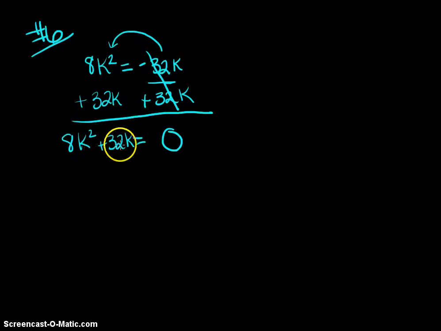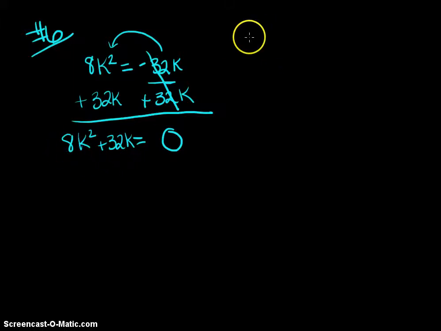Now you ask yourself, do I have any common factors? You look at the 8 and the 32, and then you look at the k squared and the k. There are two k's here and one k here, so together they share at least one. So we know that k is a common factor.